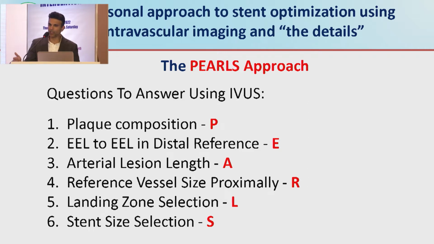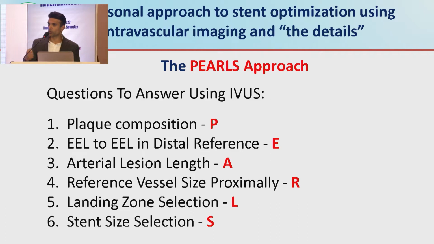E is for EEL to EEL diameter in the distal reference zone. So your adventitial to adventitial diameter, your maximum vessel size at your distal landing zone. We try to land stents in as normal a vessel as possible so that this can be an accurate representation of sizing. There are obviously caveats because plaque grows in the media, so the vessel can look very large when in fact you don't necessarily want to measure right across all of that plaque. So try to find a distal landing zone where you can see the EEL on one side and the EEL on the other side and measure it. A is the arterial lesion length. So how long is your lesion?